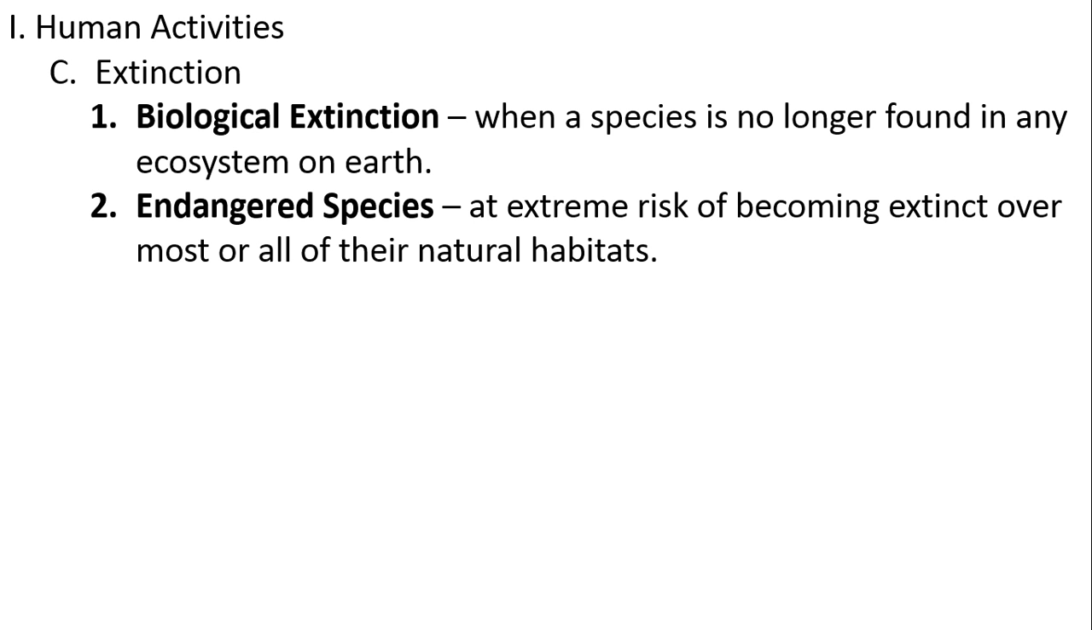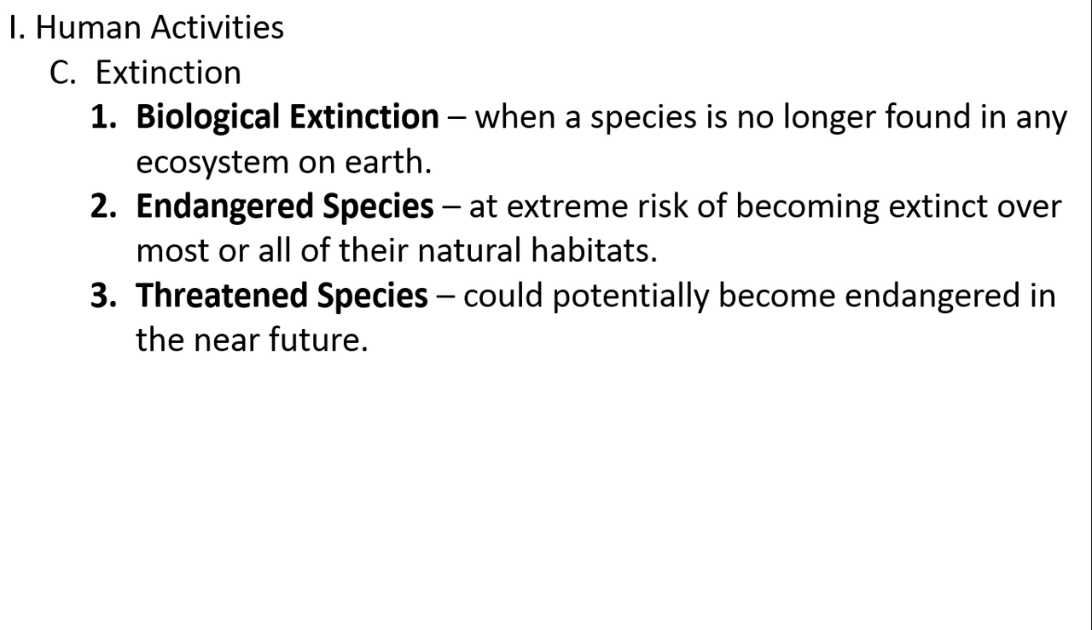Now, as far as extinction is concerned, we have different ratings for organisms depending on their risk of extinction. I'm sure you've heard of an endangered species. Well, that term specifically describes any organism that is at an extreme risk of becoming extinct over some or all of their natural habitats. A lesser rating is a threatened species. They're not at extreme risk of becoming extinct, but they could potentially become that way or become endangered in the near future.